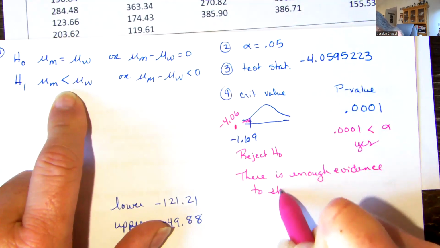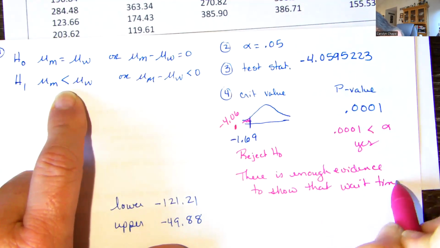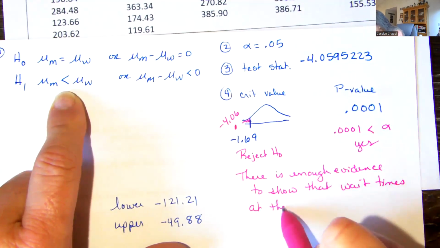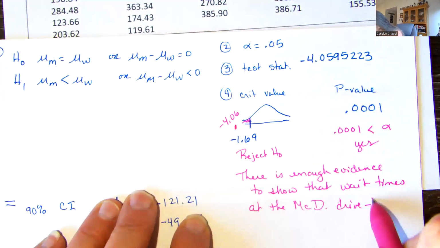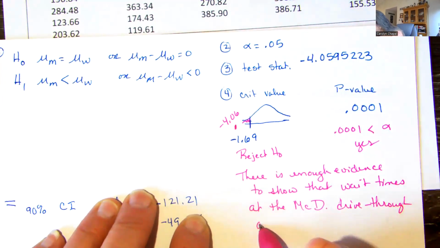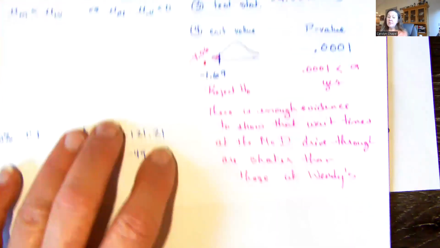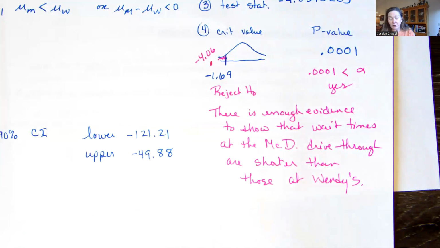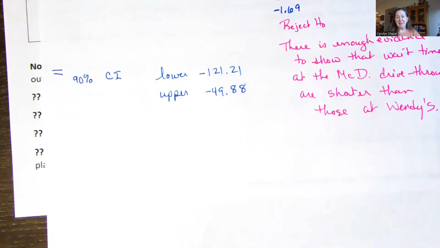to show that McDonald's times are shorter, at least. Which means if you want your food quickly, you're going to go to McDonald's versus Wendy's. But then again, if you really like that Frosty, you're still going to go to Wendy's. Anyway, enough about McDonald's and Wendy's.